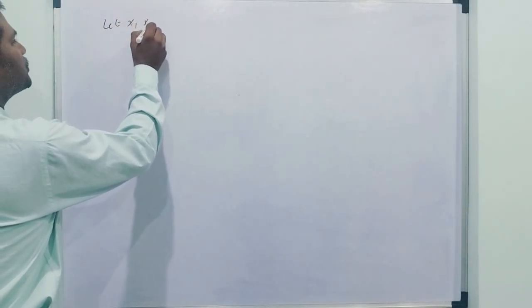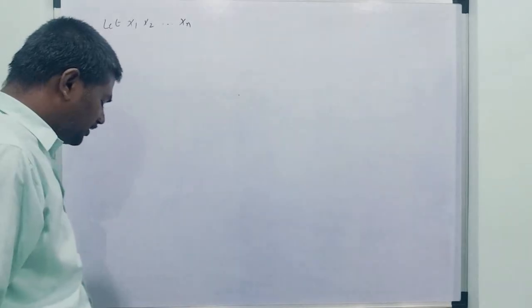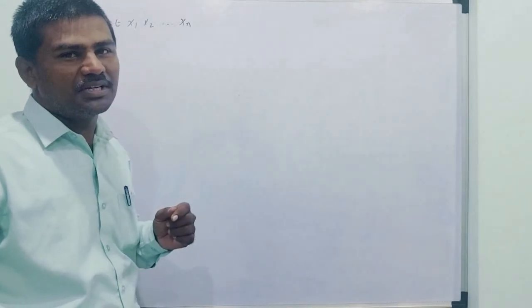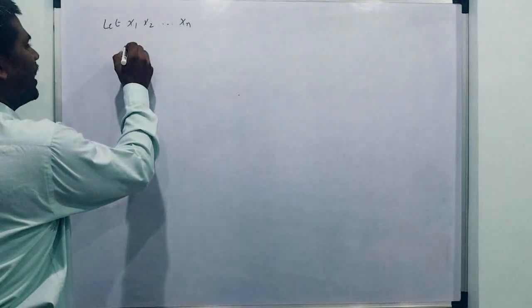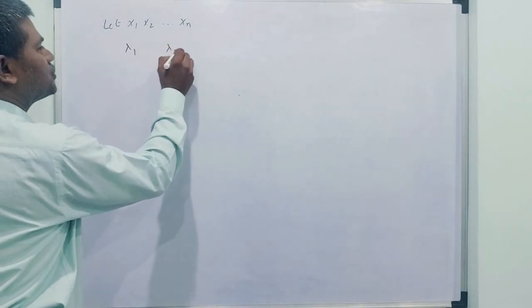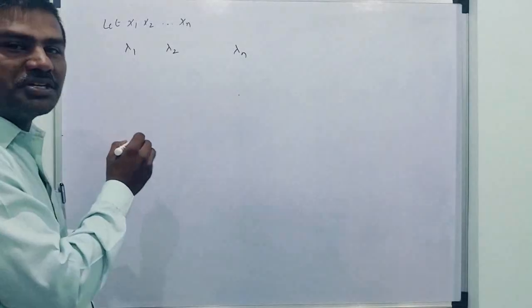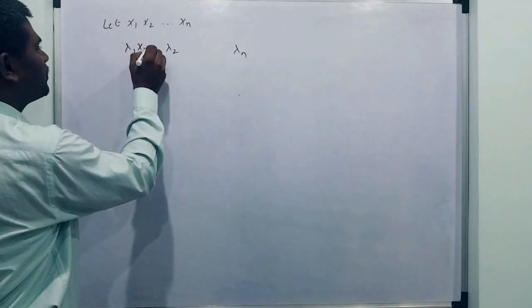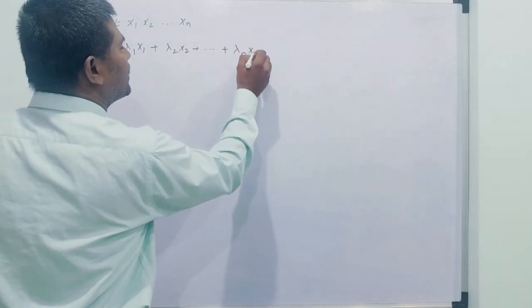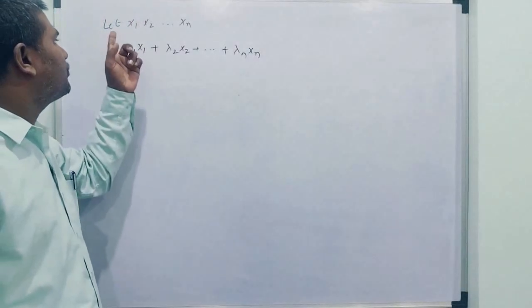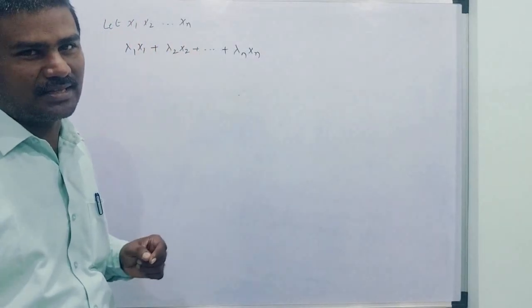Learn every step. Today we will discuss the linearly dependent and independent of vectors. Let x1, x2, so on, xn be the vectors and their linear combination can be written by taking the n scalars, say lambda 1, lambda 2, so on, lambda n. The linear combination is nothing but lambda 1 x1 plus lambda 2 x2 plus so on plus lambda n xn, which is called the linear combination of the vectors x1, x2, so on, xn.